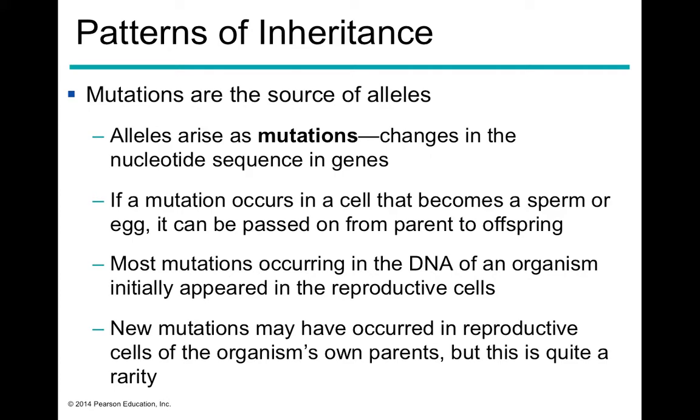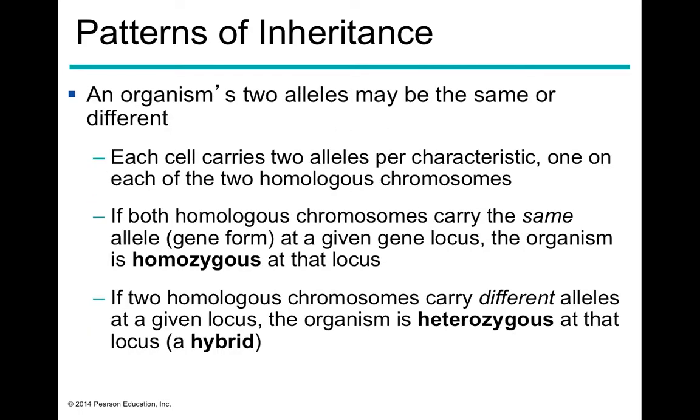Most mutations that are in your DNA originally appeared in the reproductive cells. Again, anything that was in your somatic cells would have been lost and not actually made it on from parent to offspring. And every once in a while, mutations arise in the reproductive cells of the organism's parents. But again, this is quite a rarity. Usually it's just going to be passed on from those particular cells.